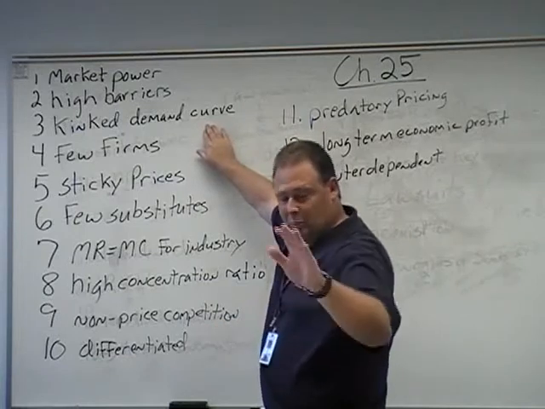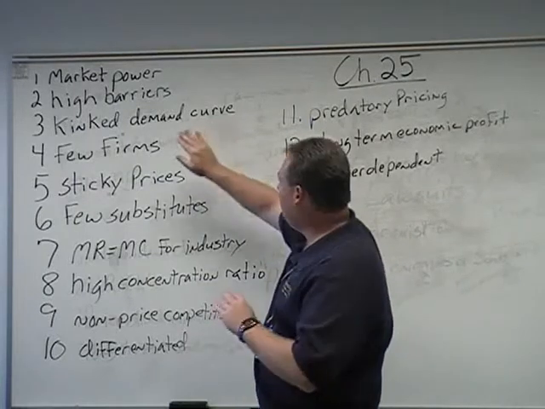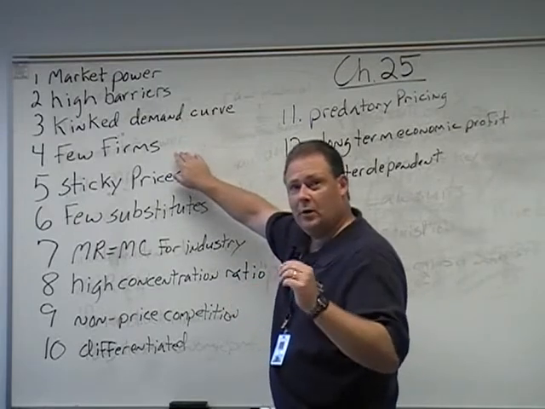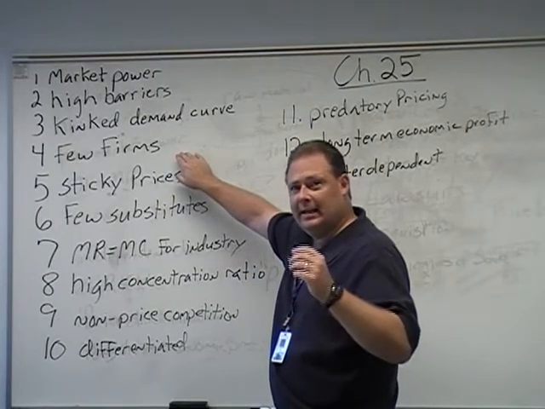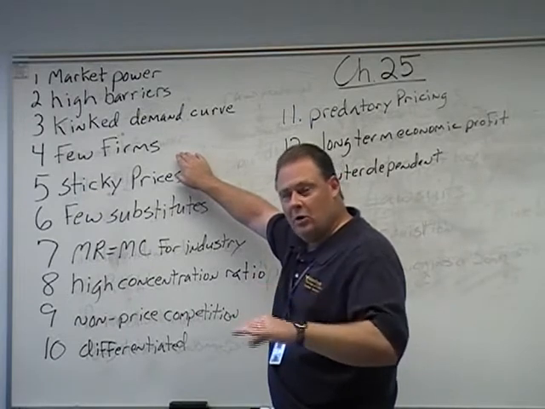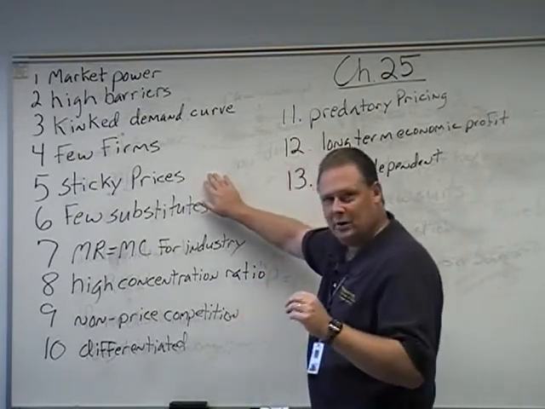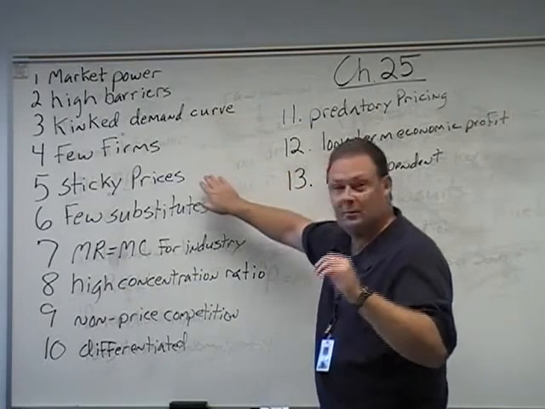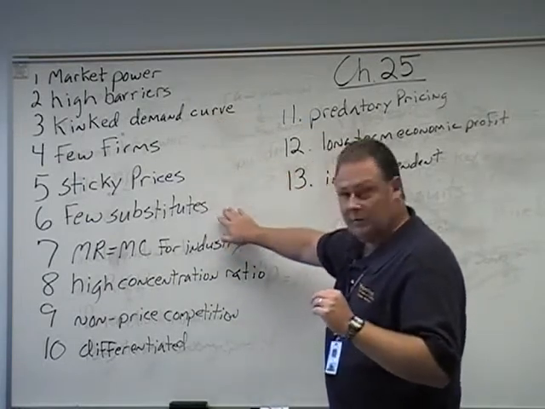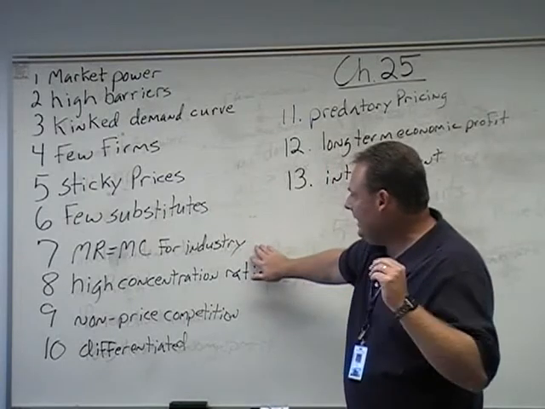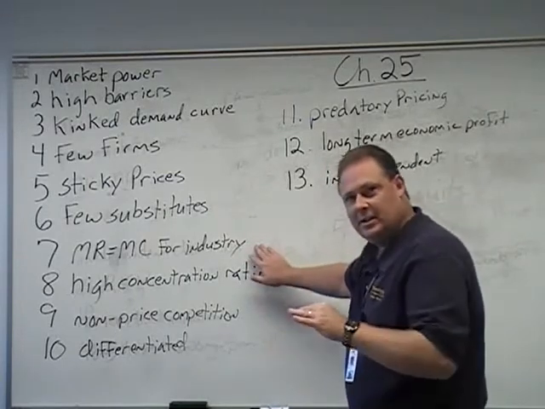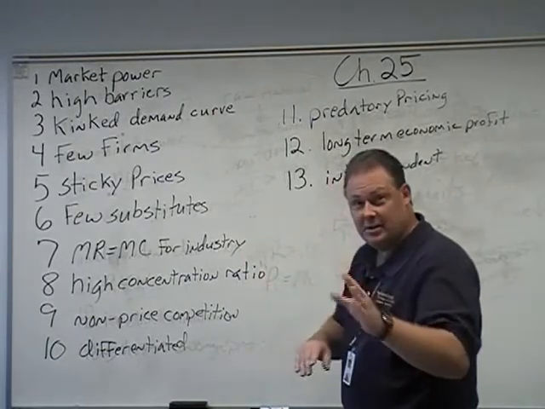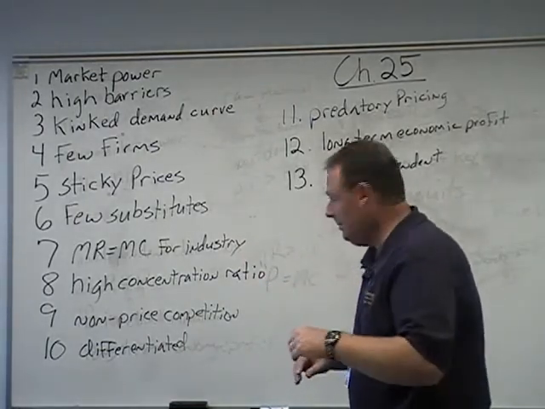Kinked demand curve, and we're going to talk about this as this chapter goes on, but it's a very unique fact that you'll see in oligopolies. There are few firms. Typically, we're looking at no more than 5 that own most of the market. Sticky prices come from this kinked demand curve. It's just something right now to take note of. There are few substitutes. MR equals MC for the industry is their profit maximizing rule of production. They have a high concentration ratio, which we're going to talk about in just a minute.